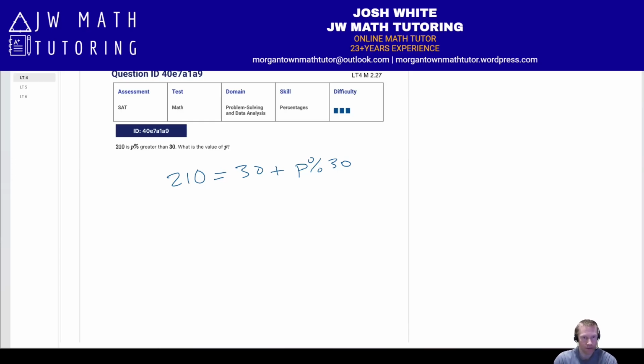A lot of people set this up and think it's 210 equals p% of 30, which means 210 equals p times 30. That is not the case. It is 210 equals 30 plus p% of 30. So if you solve this out, treating p as your variable, you get 180 equals 30p, p equals 6. Now, this is the number in decimal form, but to convert it to an actual percentage, because the p here represents a percentage, you must multiply by 100. The correct answer is 600%.